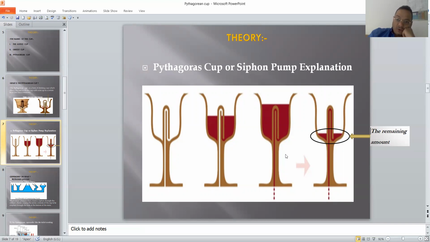Okay. Now let's explain what these figures are. Pythagoras cup or siphon pump explanation. Here, this is the cross section of the Pythagorean cup. Here, it's empty, like we see here. Here, when I put water or wine or any other liquid, but with one important condition, the liquid must be of the same density. Water or wine or anything else, but with the same density. And I will explain at the end of this lecture why.